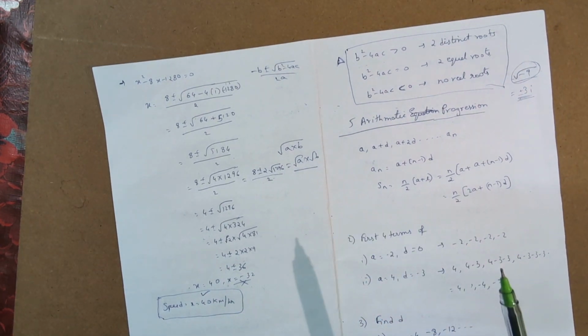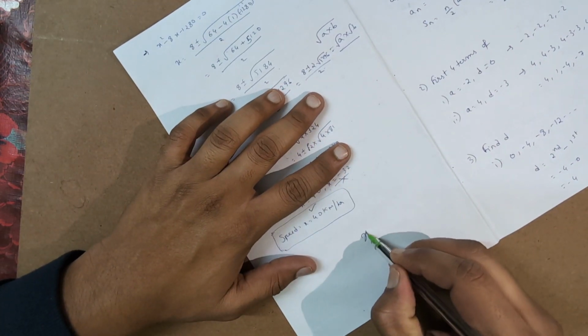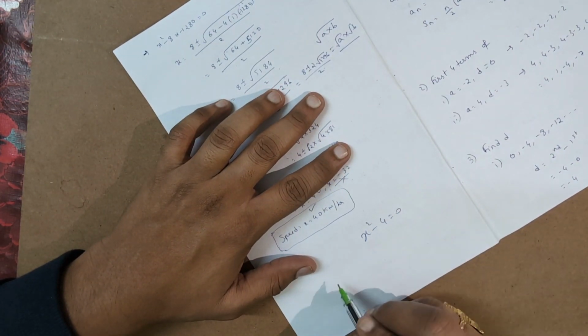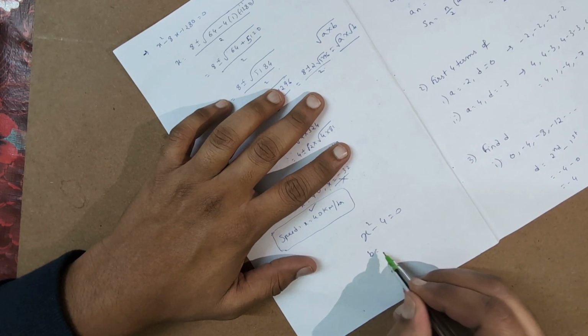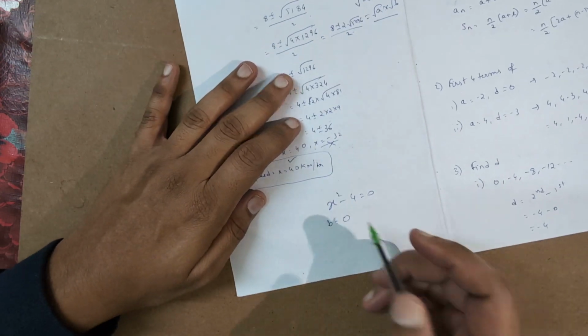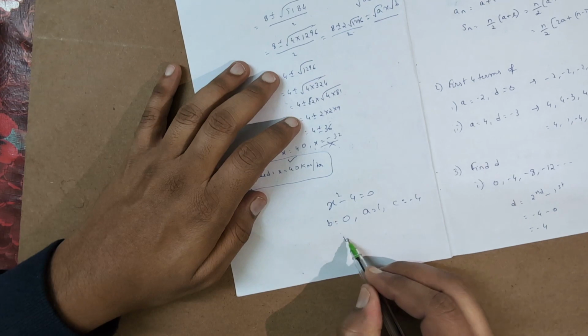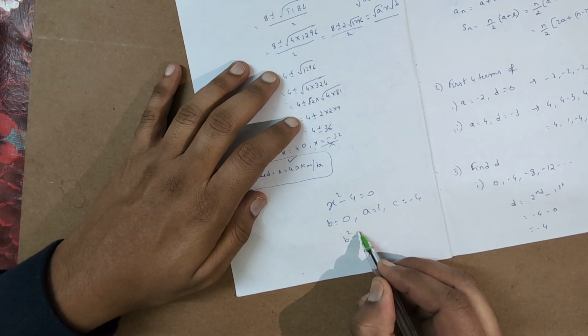Suppose a few cases, like first consider this one, x square minus 4 equal to 0. So what is b value here? B value is 0, because it doesn't have any b value. And a value is 1, c is minus 4. So what will become b square minus 4ac?